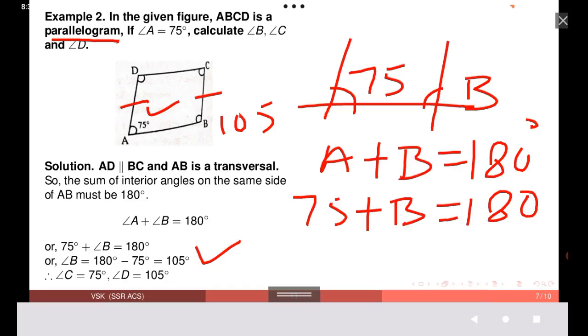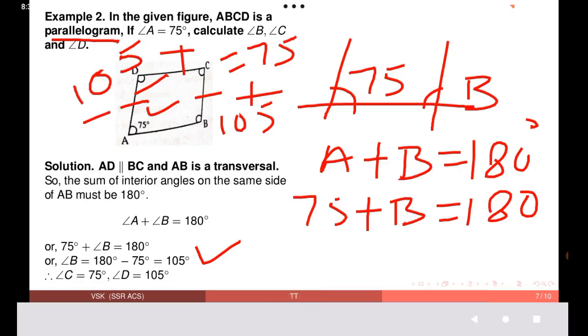So this angle B will become 105. Now this angle will be 75 and this angle D will be 105. Because the sum of these two should be 180, sum of these two should be 180 and sum of these two should be 180. So using this information we can find all these angles.